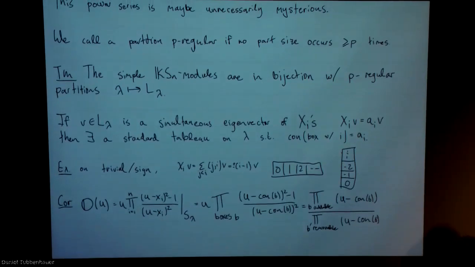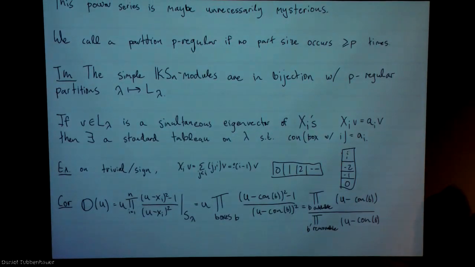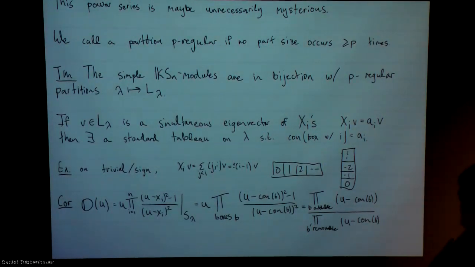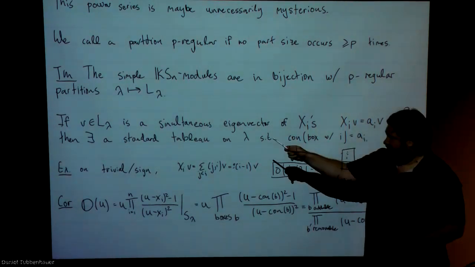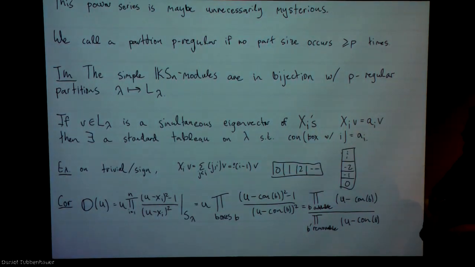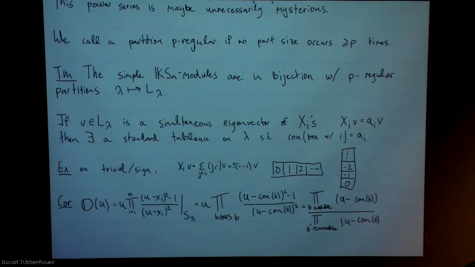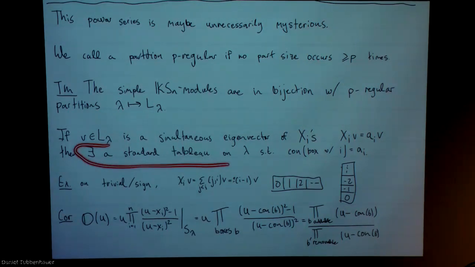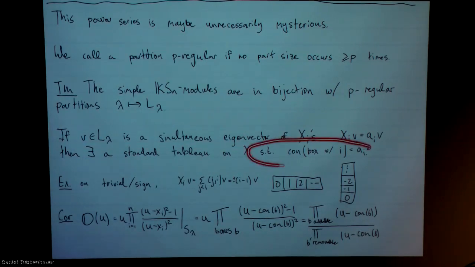And there are various stronger theorems you could say, but for my purposes, this is the one you need to know. What's the connection between the partition, the representation, and the Jucys-Murphy elements? So if I have a simple module, and I have a simultaneous eigenvector for the Jucys-Murphy elements, so that means there are some scalars a_i such that x_i times v is a_i v, then if this is true, there must be a standard tableau of shape lambda, such that when I look at the content of the box which is labeled with i in that standard tableau, I get a_i.